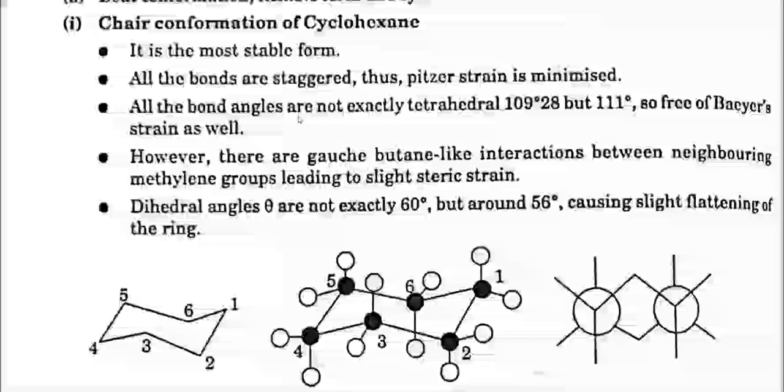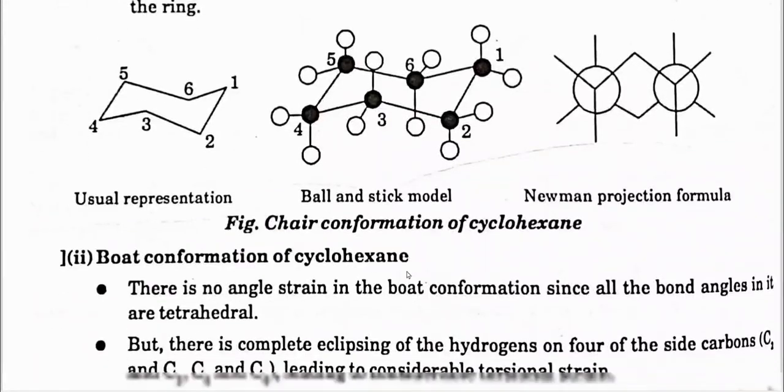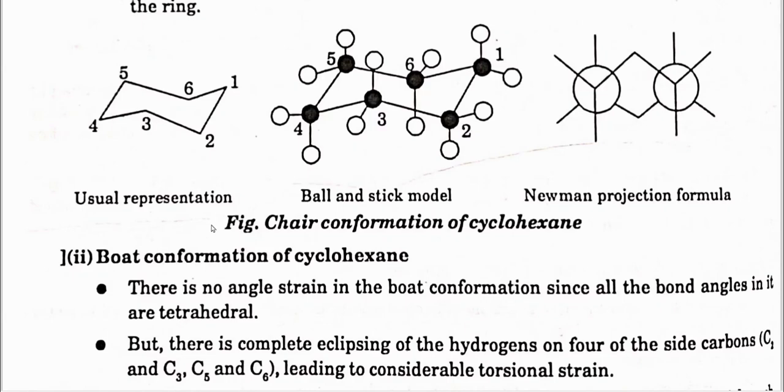All the bonds are staggered, thus Pitzer strain is minimized. All the bond angles are not exactly tetrahedral but 111 degrees, so it is free of Baeyer strain as well. However, there are gauche-butane-like interactions between neighboring methylene groups, leading to slight steric strain. Dihedral angles theta are not exactly 60 degrees but 56 degrees, causing slight flattening in the ring. Here we can see the structures using a ball and stick model, Newman projection formula, and chair conformation of cyclohexane.